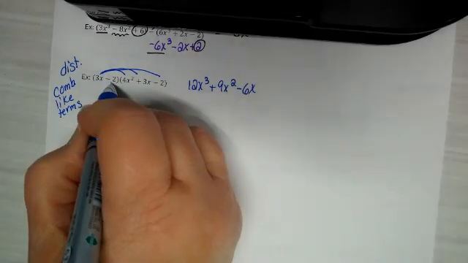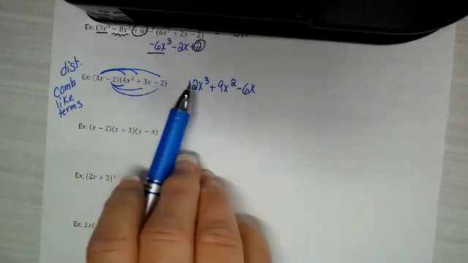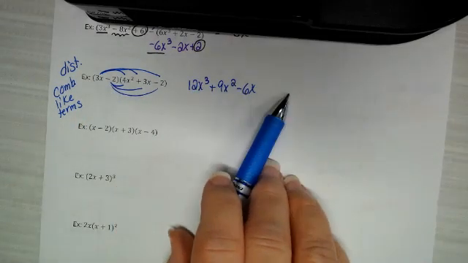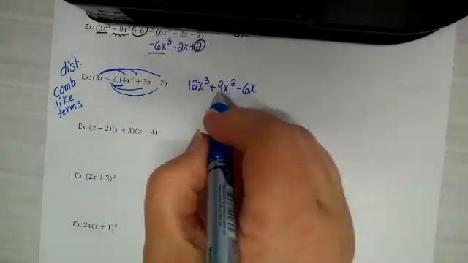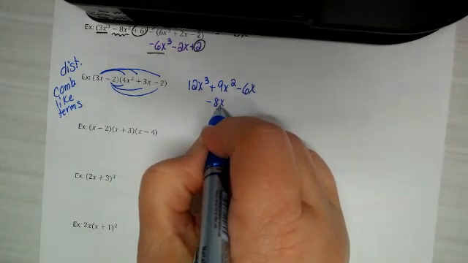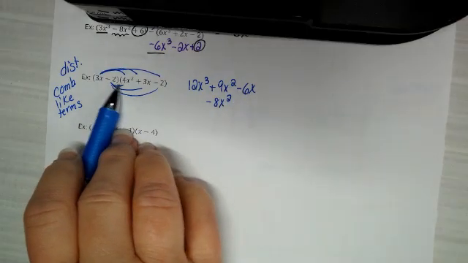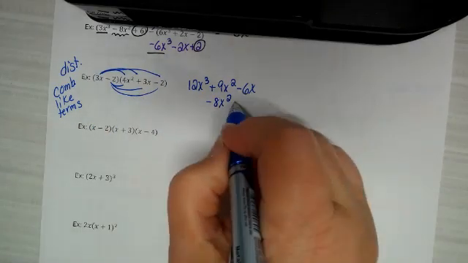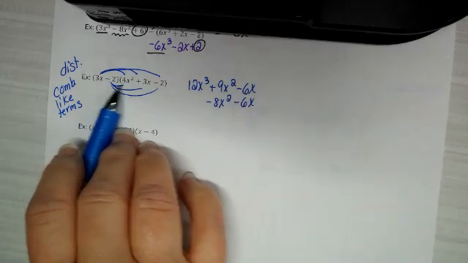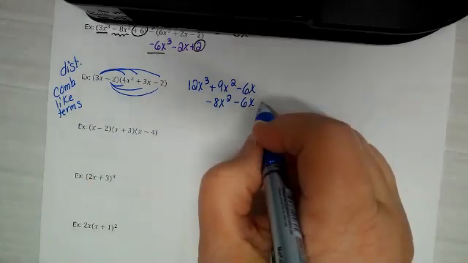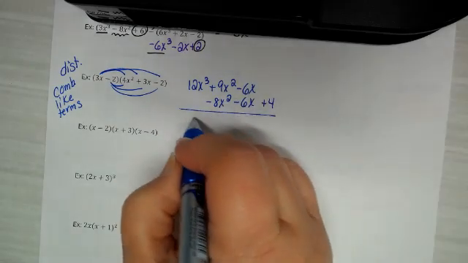Now I'm going to distribute the negative 2. And to make things easier for me, I'm going to line up my like terms just to make it easier to add them together. So negative 2 times 4x squared is negative 8x squared. So I lined up my x squareds. Negative 2 times 3x is negative 6x. Line up those x to the first. And then negative 2 times negative 2 is plus 4. Now I'm ready to combine my like terms.